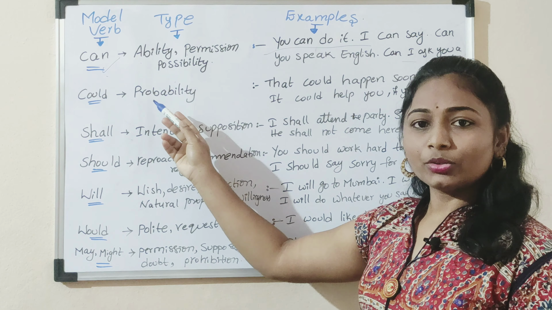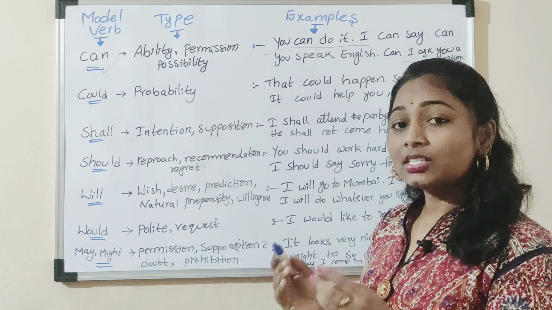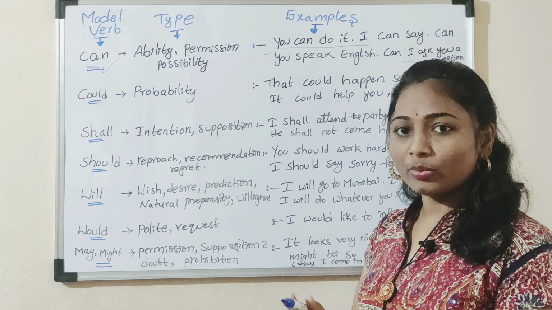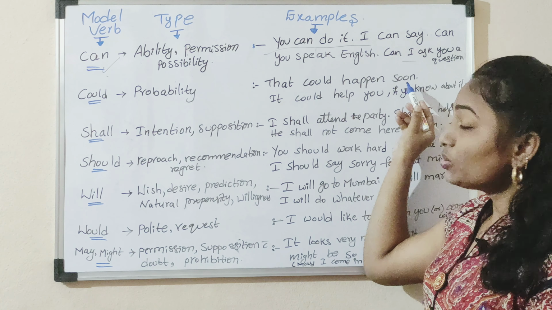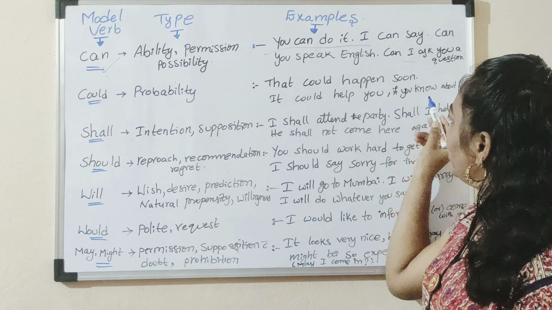Now, let's go through could. If you have to express something that has a probable criteria, you can use could as a helping verb. Here is an example sentence: that could happen soon, or it could help you if you know about it. If you know about these modal auxiliary verbs, they could help you in your exams. That is the example sentence. This is the situation in which you could use could as a helping verb.